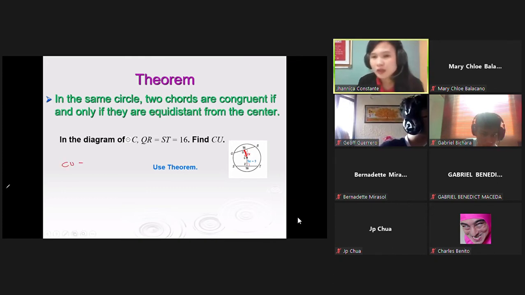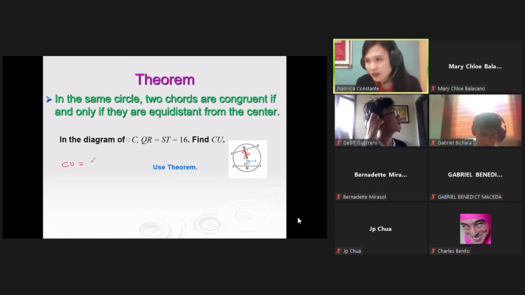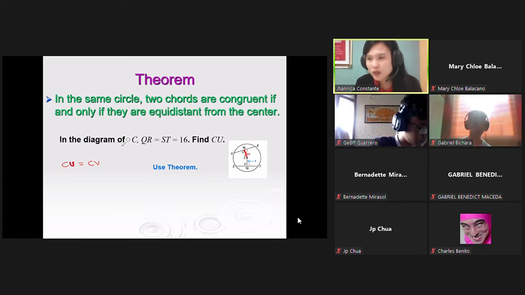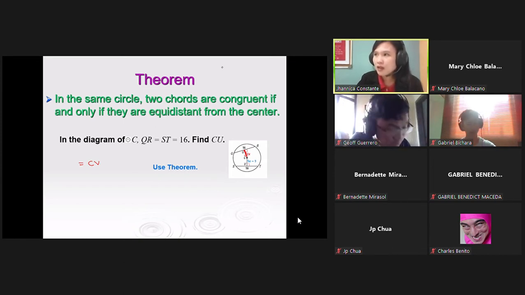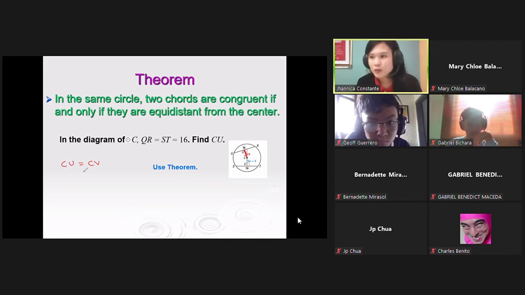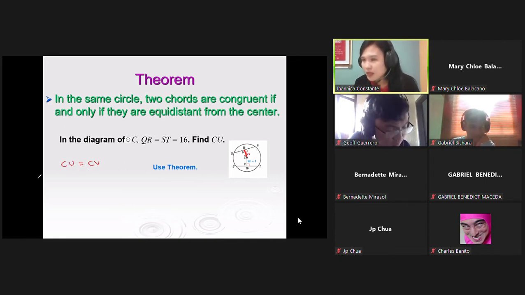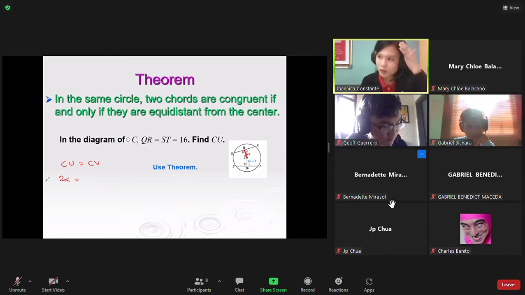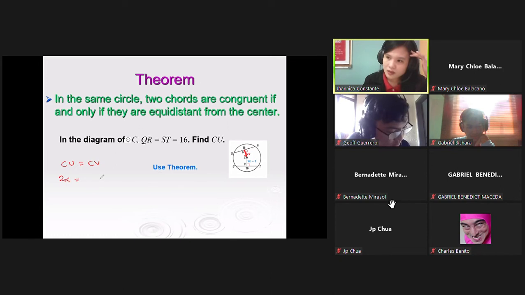is equal to the measurement of the line segment CV, since according to the circle, two chords are equal. So kung equal ang two chords that we have in the circle, that means they are equidistant from the center that we have. So the measurement of line segment CU is 2x, and line segment CB has a measurement which is equal to 5x minus 9.